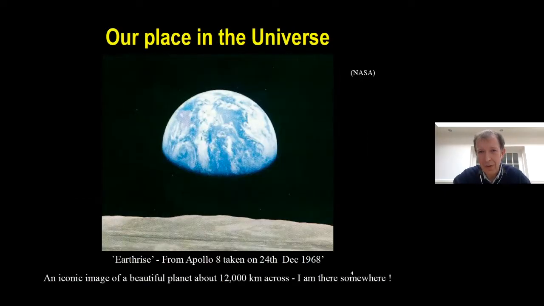Here's our place in the universe. Let's discuss that. I want to remind you of some of the length scales. So let's begin with the Earth. And the Earth's about 12,000 kilometers across. And when I was putting this together, I realized I'm in this picture. I'm there somewhere. Now, if you look really closely, I think you can just see a lad about 8 years old playing football, but you really got to look very closely for that.